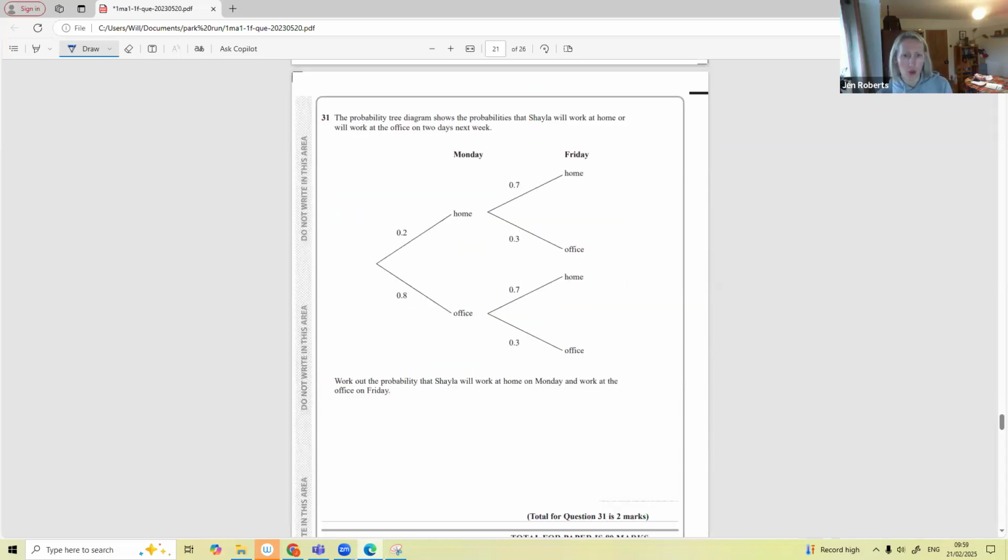Got my probability tree diagram drawn with all the probabilities here. Work out the probability that Shayla will work at home on Monday and work at the office on Friday. You multiply along the branches. 0.2 times 0.3. Well, I know 2 times 3 equals 6, but I've divided both of those by 10 here. I need to divide that by 10 and by 10 again, so 0.06.